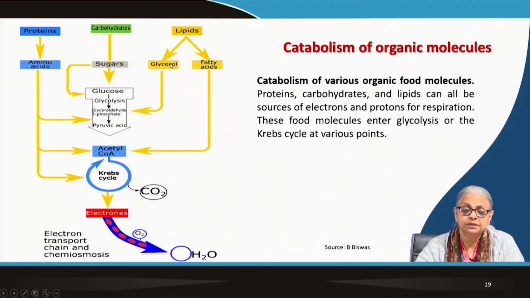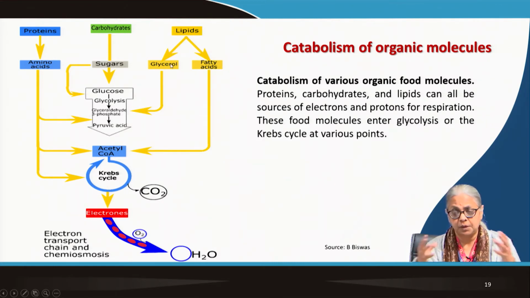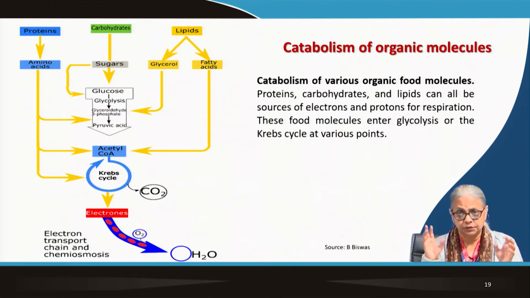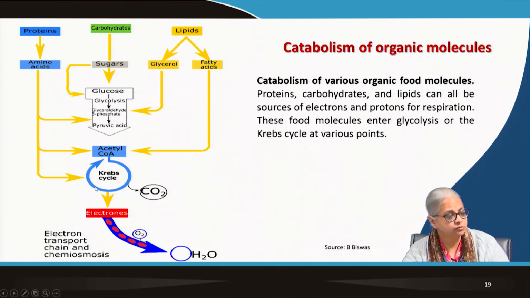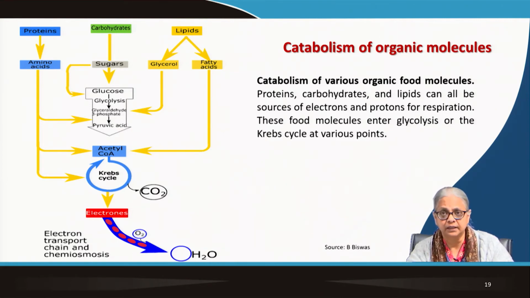Then you have lipids. They get converted. Remember, the lipids are glycerols attached to fatty acids. So the splitting of glycerol molecules and fatty acids is the first step, and these glycerols can enter at the glycolysis step. The fatty acids can enter at the Krebs cycle. So these are some of the points at which other organic molecules can get broken down into other intermediates or converted to CO2.